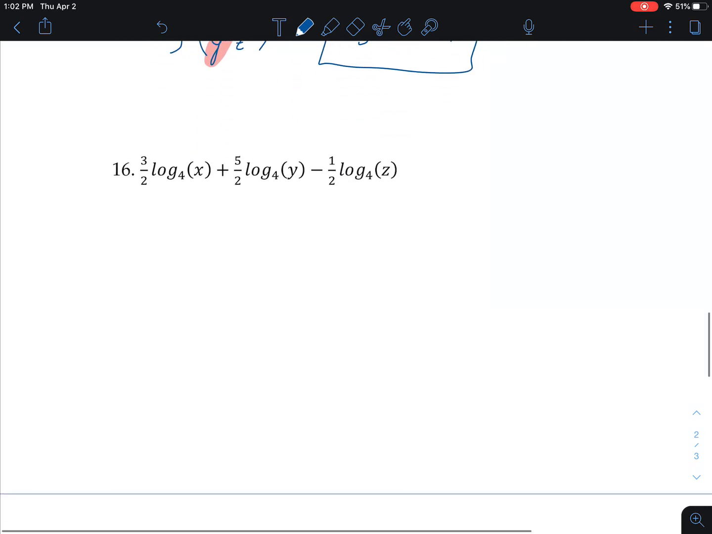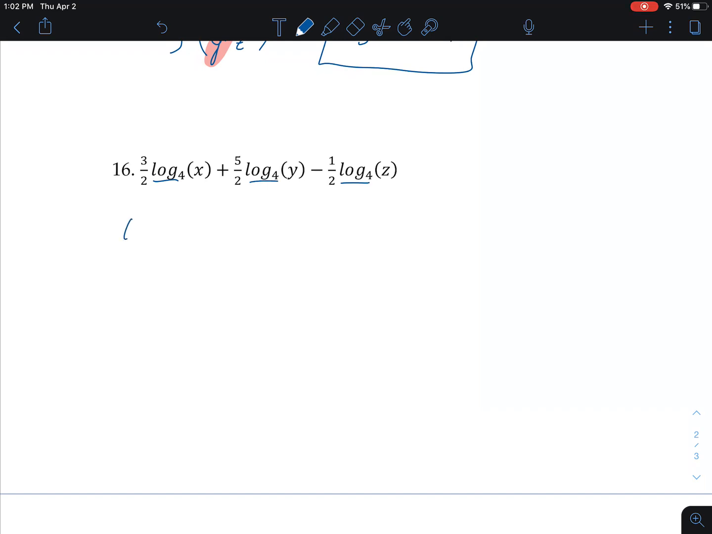Okay. Looking at the next one, two ways to do this. I'm going to do the first way in blue and the second way I'll do in green. We see that everything is a fraction, which means that everything is really just in some form of a radical. All the bases are the same. All the bases are 4.